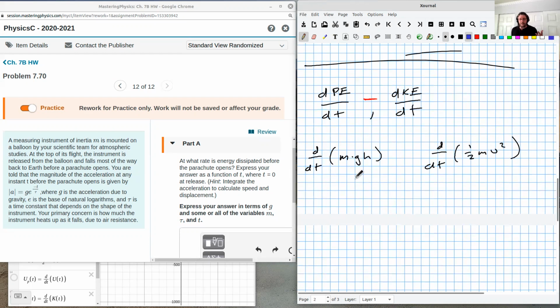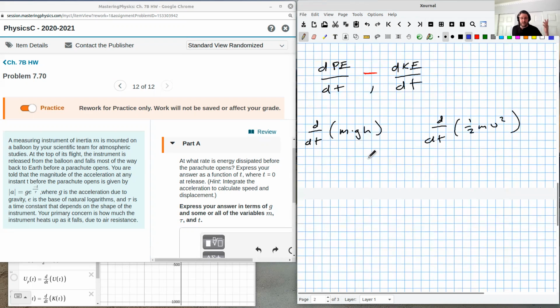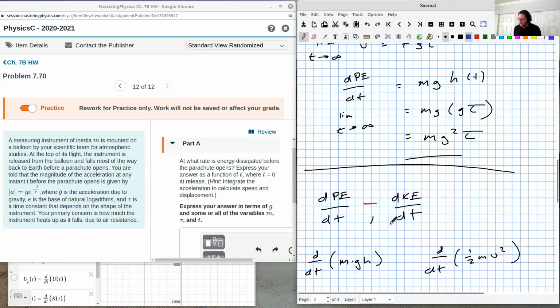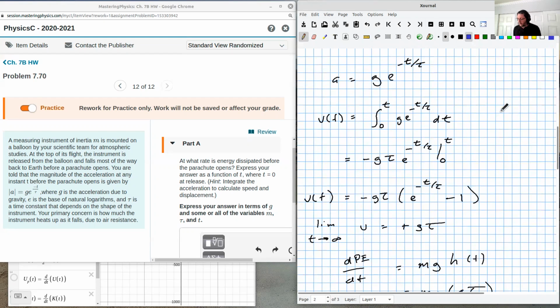The time derivative of mass times gravity times height, well, the mass isn't changing, and the strength of gravity isn't really changing. That's equal to m times g times the derivative of the height. Well, the derivative of the height is the velocity function. So that's really the same thing as mass times gravity times the velocity as a function of time. That's how quickly the potential energy is changing. And I already have a function that I've worked out for the velocity. That was the purpose of this integral right here.